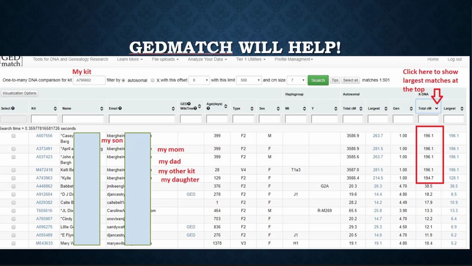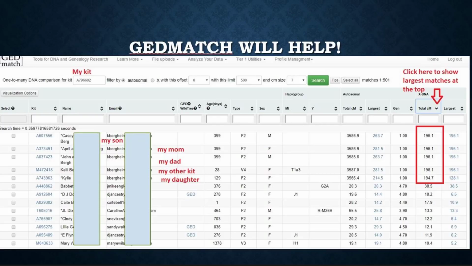All right, so this is a GEDMATCH page, and I know this is kind of difficult to see. I've redacted names and emails, but I want you to see from my kit, this is the one-to-many matching. This is my kit, and what comes up first is my son. You see all the way on the other side in the red box, he's a 196 match to me. It's exactly what I would expect. I would expect that his one X chromosome is a 100% match to me, or close. And anything in the 190s is considered close.